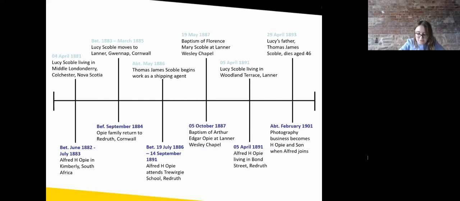Lucy's husband, Alfred Henry, was born on the 1st of June 1879 and baptised at Lanner Wesley Chapel on the 27th of August 1881. His father then moved to South Africa. I know this because the census records record the birthplace of Alfred's younger sister as Kimberley, South Africa. His father, Henry, also appears in South African records as he completed the death notices for 2 of his brothers-in-law when they died in a mining accident in June 1882.